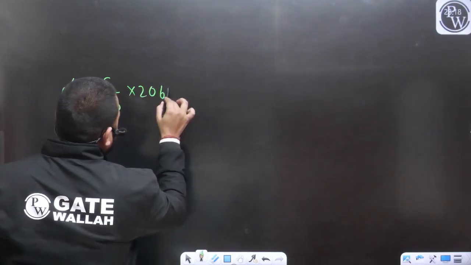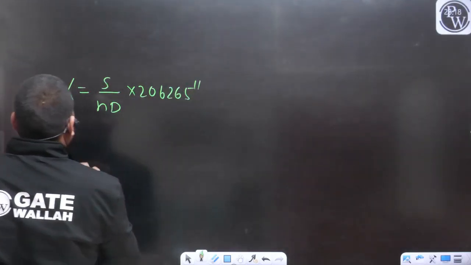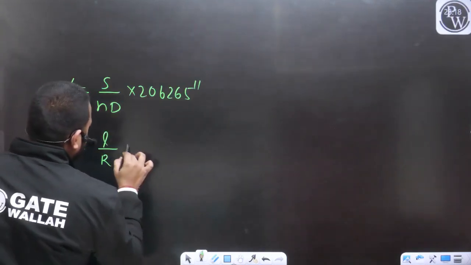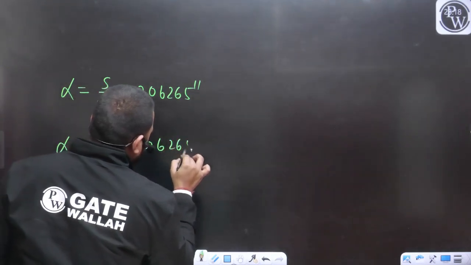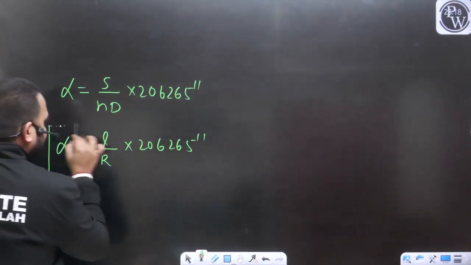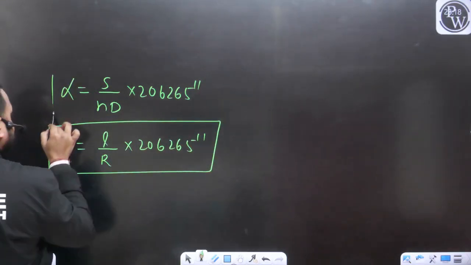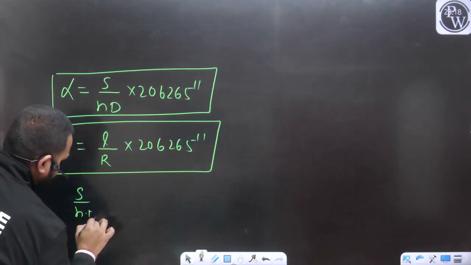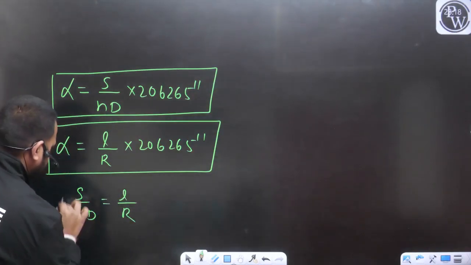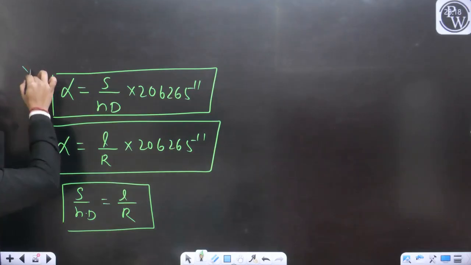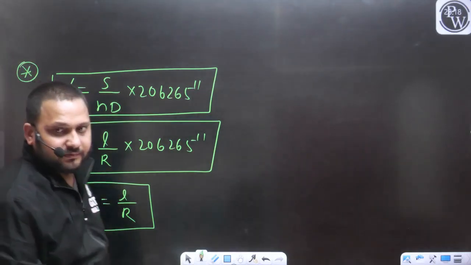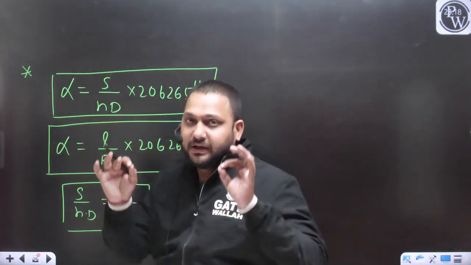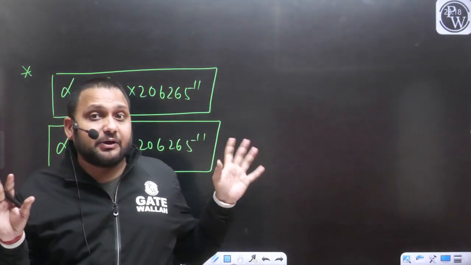So can I define sensitivity alpha will be equal to, from here you can write, S by ND into 206,265 seconds, and alpha will be equal to L by R into 206,265 seconds. Tell me yes or no. And here also we can write S by N into D will be equal to L by R. Can we write like this? So in this way, we can calculate the sensitivity of any bubble tube in seconds, and this is the magnitude, not the property.